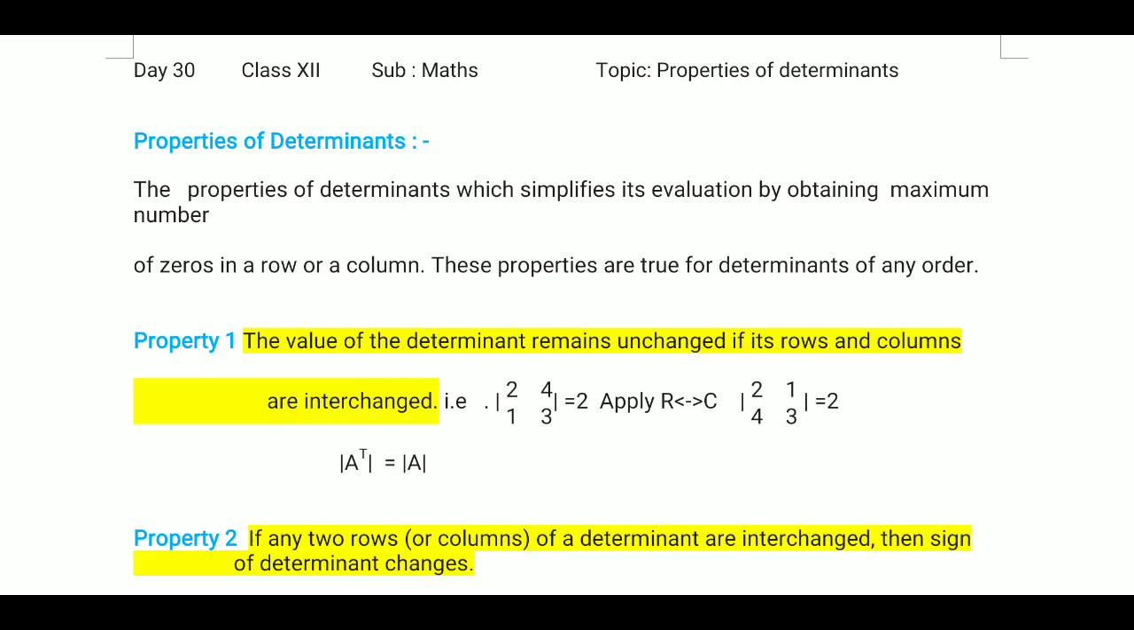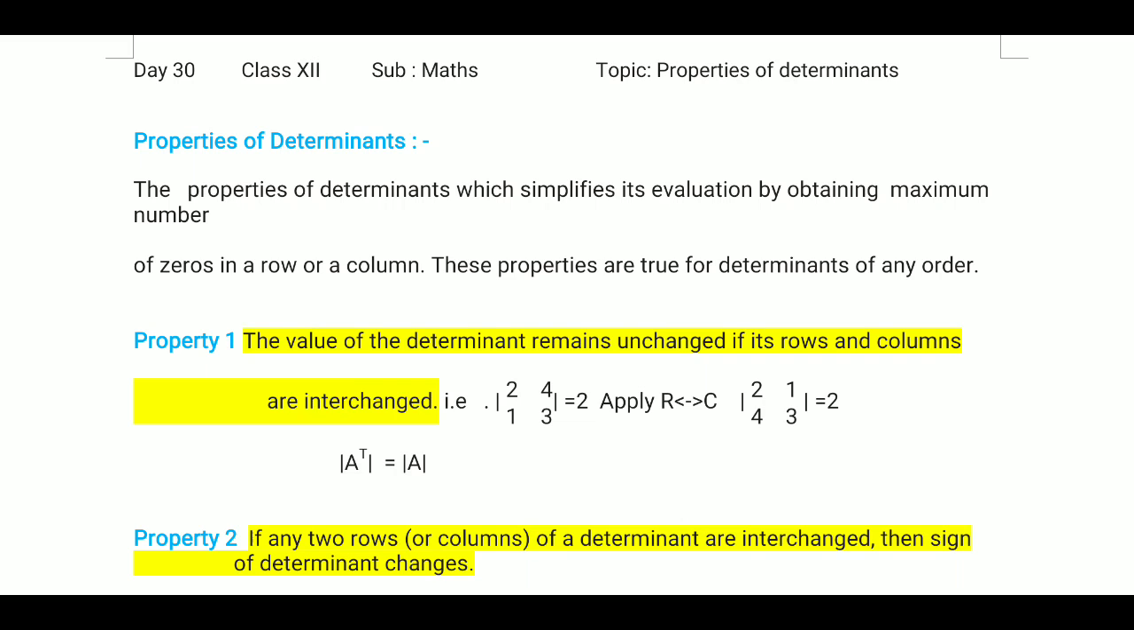Now apply row to column interchange. Rows become columns and columns become rows. The elements of rows are interchanged to the elements of columns. So the first row was 2, 4. Here it will become a column, that is 2, 4 in the first column, and 1, 3 in the second column. Now calculate this: 3 into 2 is 6 minus 4, again it is 2.